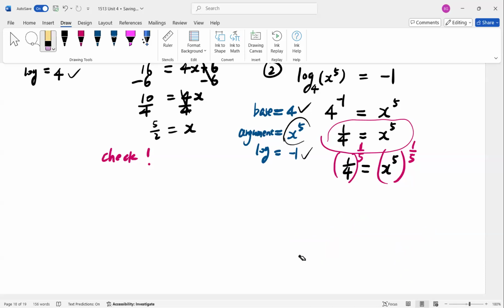So we want to get rid of the 5 on the shoulder of x, right? So we raise both sides to the power 1/5. Then we use the power rule: x to the power of 5 times 1/5. They cancel and become 1, right? So we have x isolated on the right side, and the left side would be 1/4 to the power of 1/5.